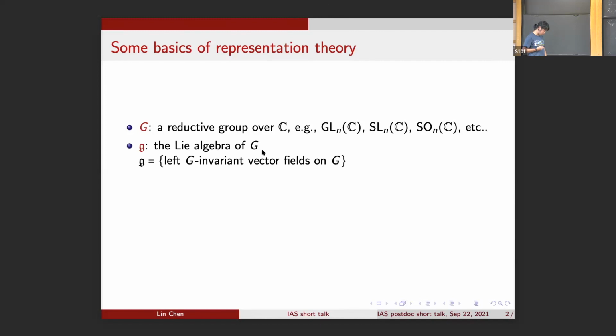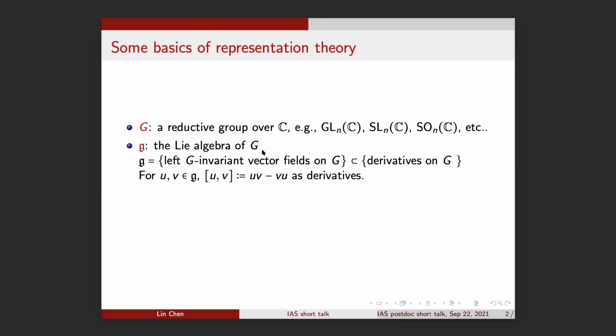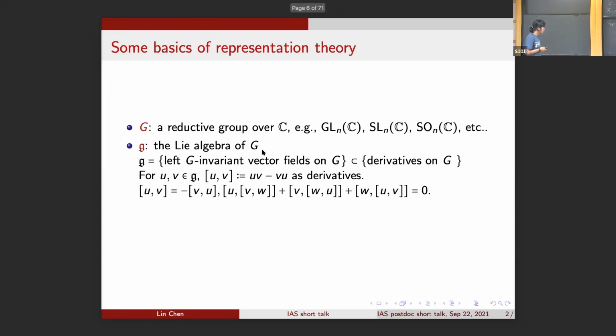Recall it's the vector space of left G-invariant vector fields on this Lie group G. In particular, an element inside this Lie algebra is a derivation on G. And as derivations, you can define the Lie bracket, which is just the commutator, UV minus VU. You can verify it's still left G-invariant, so in particular it's an element inside this Lie algebra. This Lie bracket is anti-symmetric and satisfies the Jacobi identity. So it's indeed a Lie algebra.